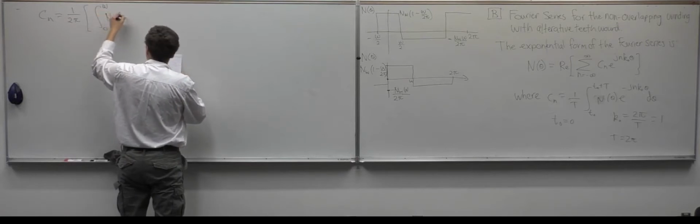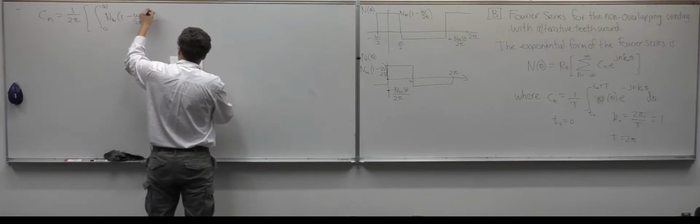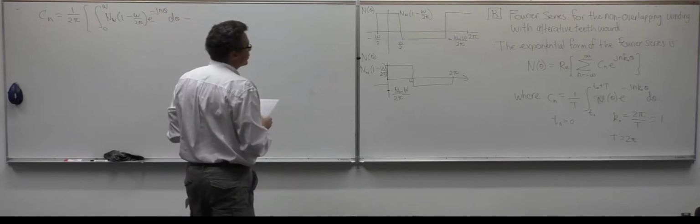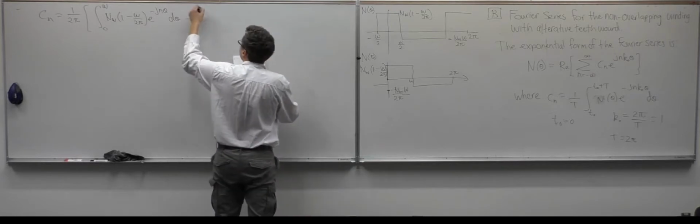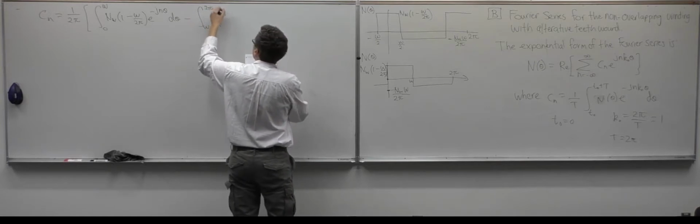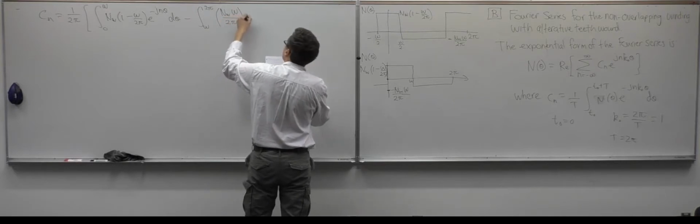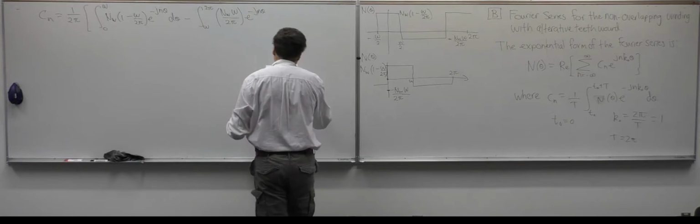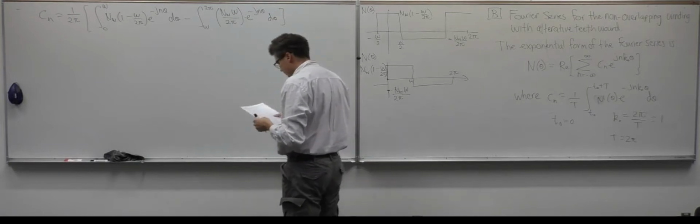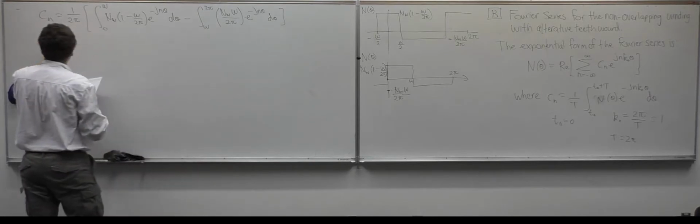w times 1 minus w over 2 pi, and that's e to the minus j n theta d theta. And then the second term is evaluated from w to 2 pi, and that's n sub w times w over 2 pi e to the minus j n theta d theta, like that.